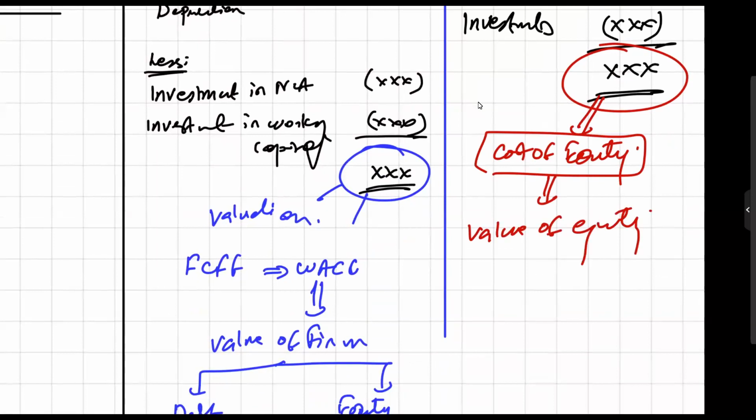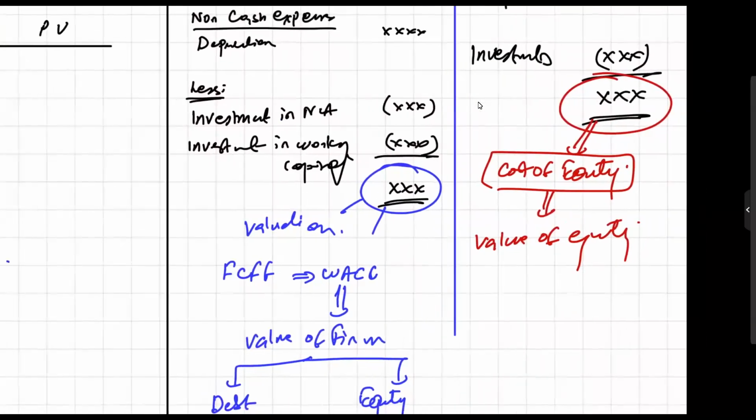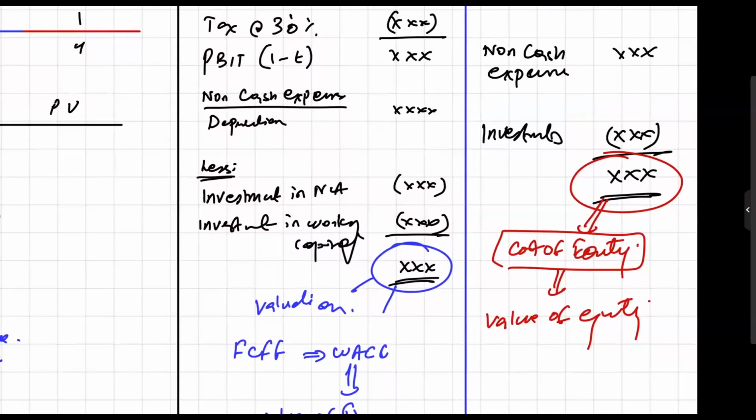So when we discount it using the cost of equity, we end up getting the value of equity. So what is this value of equity going to be? The value of equity is going to be the total value. Just in case there is a scenario where you are required to calculate the value of equity, you would have to go about it like this.